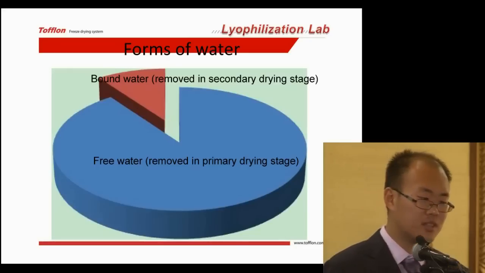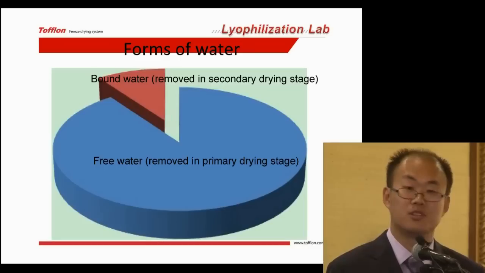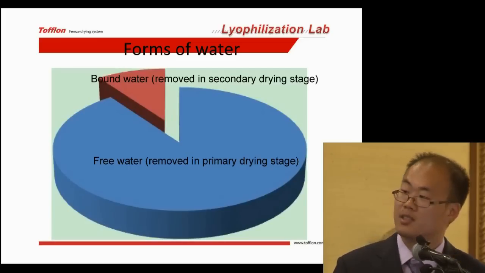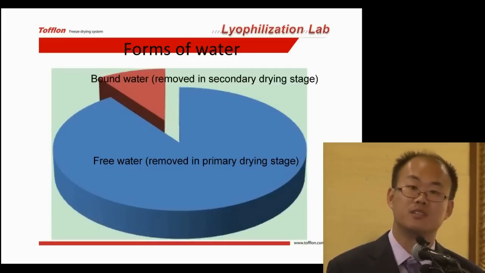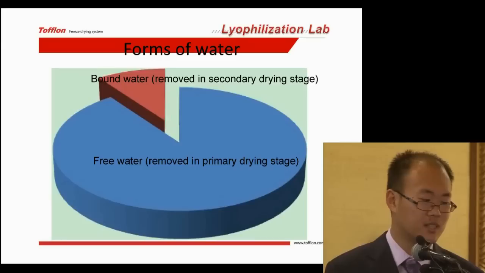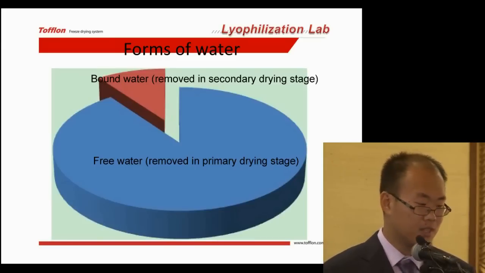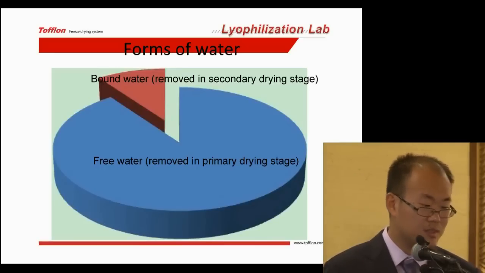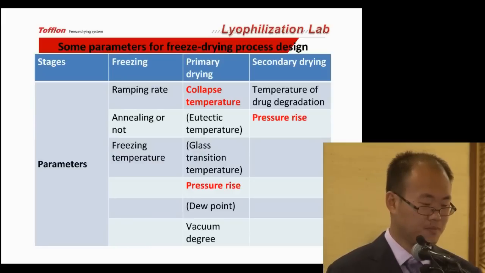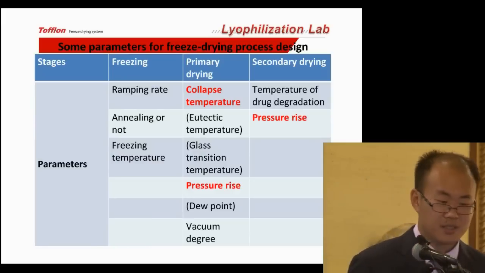Just now I said the water exists in the product in two states. The first is bound water, and the second is free water. We can find that free water is the largest part of the water in the product, and the free water was removed in the primary drying stage. The bound water is smaller. We found that it was removed in the secondary drying stage. So let's go to the next.